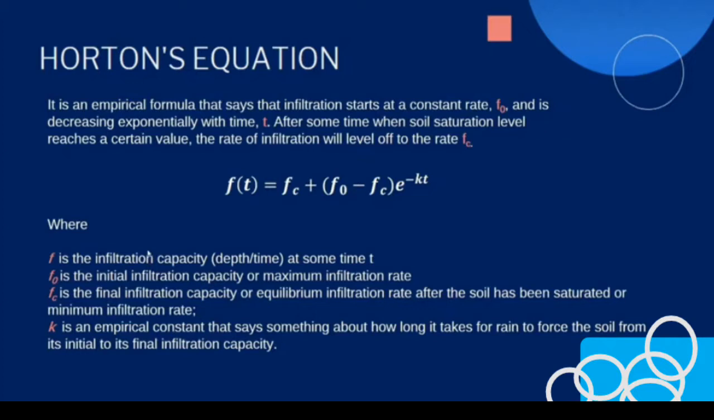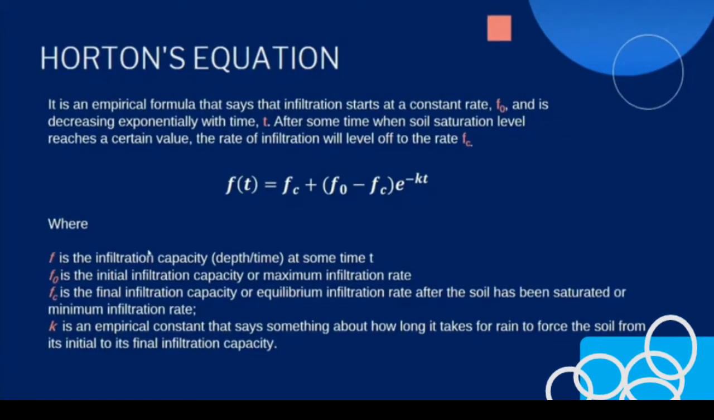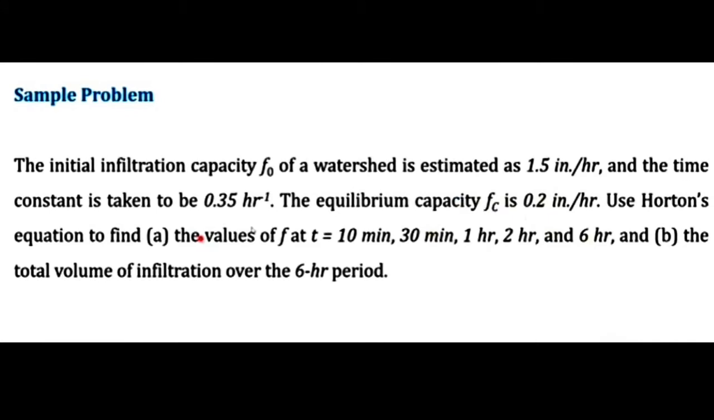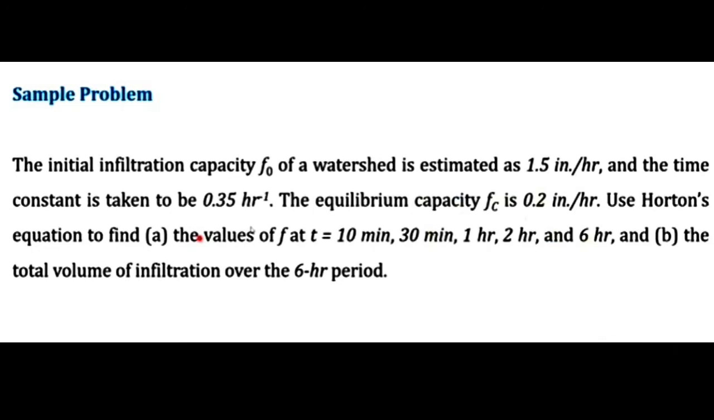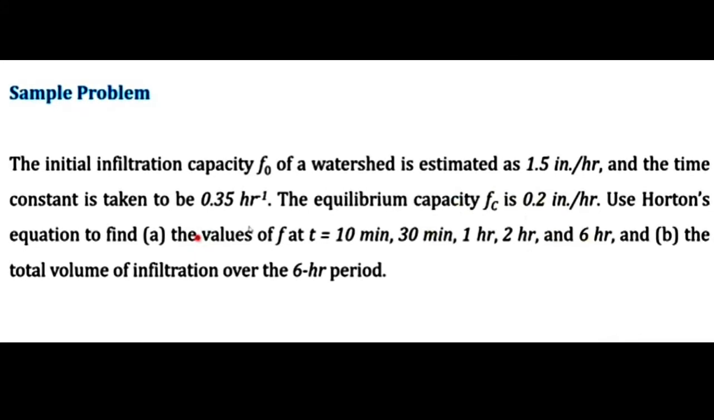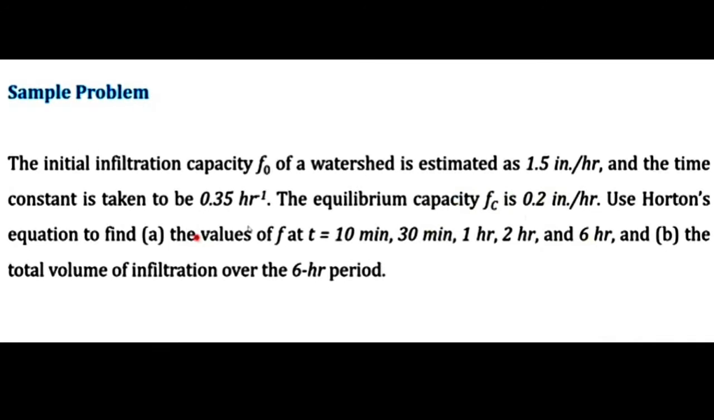Ngayon, para mas maintindihan pa natin yung patungkol sa formula sa Horton's equation, magbibigay ako ng sample problem. The initial infiltration capacity f sub o of a watershed is estimated as 1.5 inches per hour, and the time constant is taken to be 0.35 hr raised to negative 1. The equilibrium capacity f sub c is 0.2 inches per hour. Use Horton's equations to find.